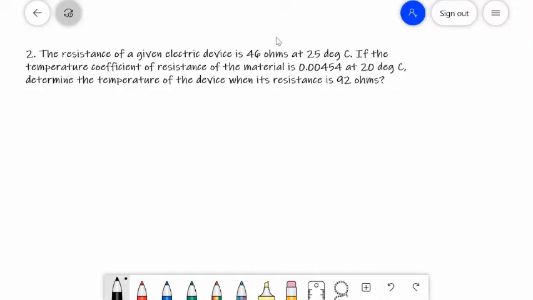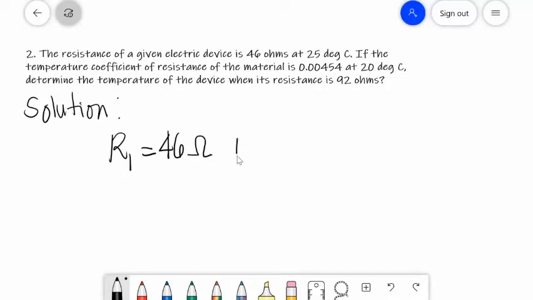Example number 2. The resistance of a given electric device is 46 ohms at 25 degrees Celsius. If the temperature coefficient of resistance of the material is 0.00454 at 20 degrees Celsius, determine the temperature of the device when its resistance is 92 ohms. Given: R1 will be equal to 46 ohms. T1 is 25 degrees Celsius.